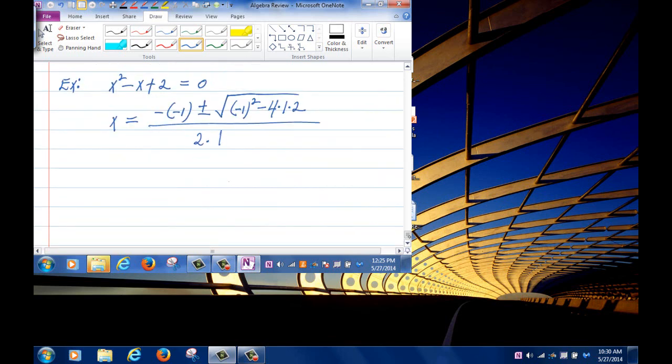And what do I get? Well, this would be a positive 1 plus or minus, inside, you get 1 minus 8, right? What is that? Divided by 2, which is not a real number. This is a complex number. So in this case, we would say no real solution, right? Everybody's okay? All right. I'm going to end here.